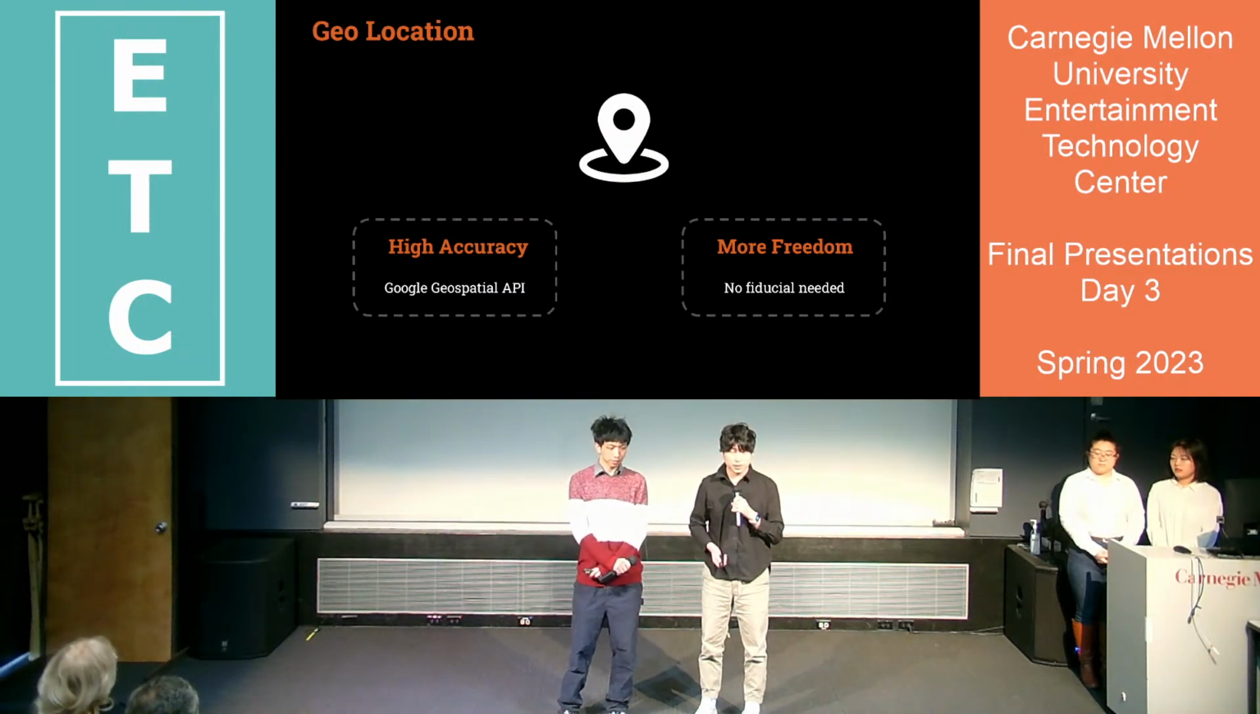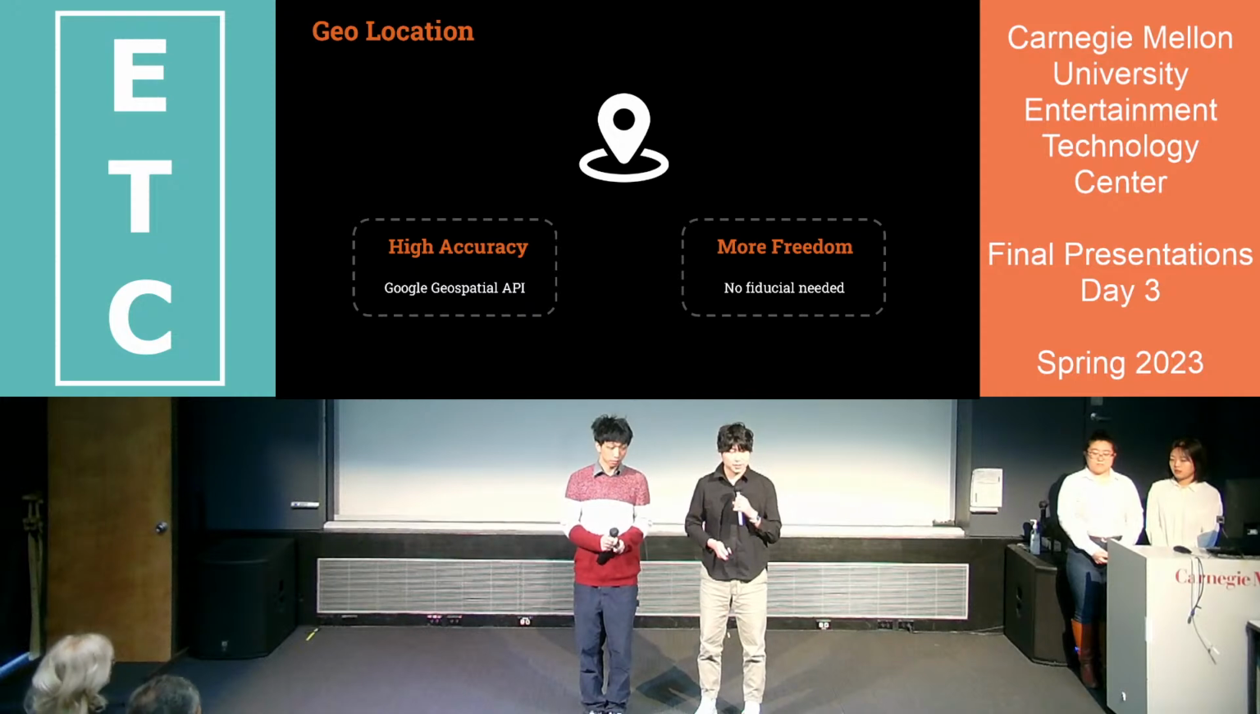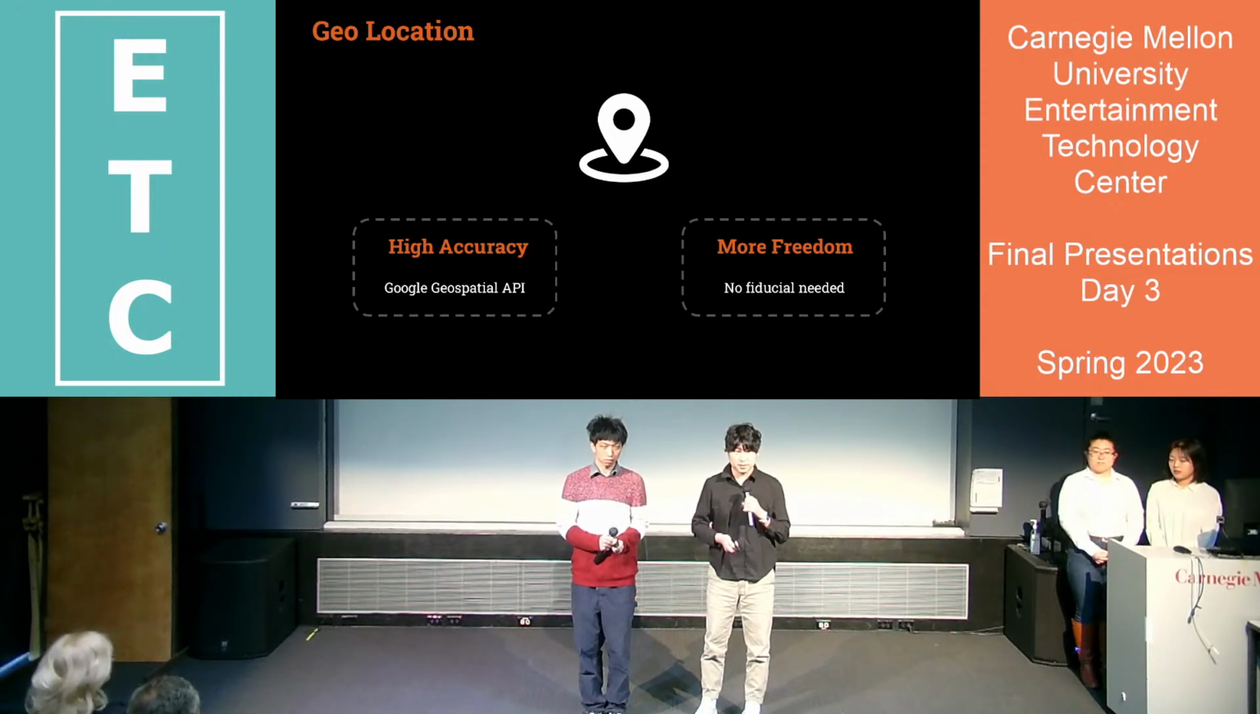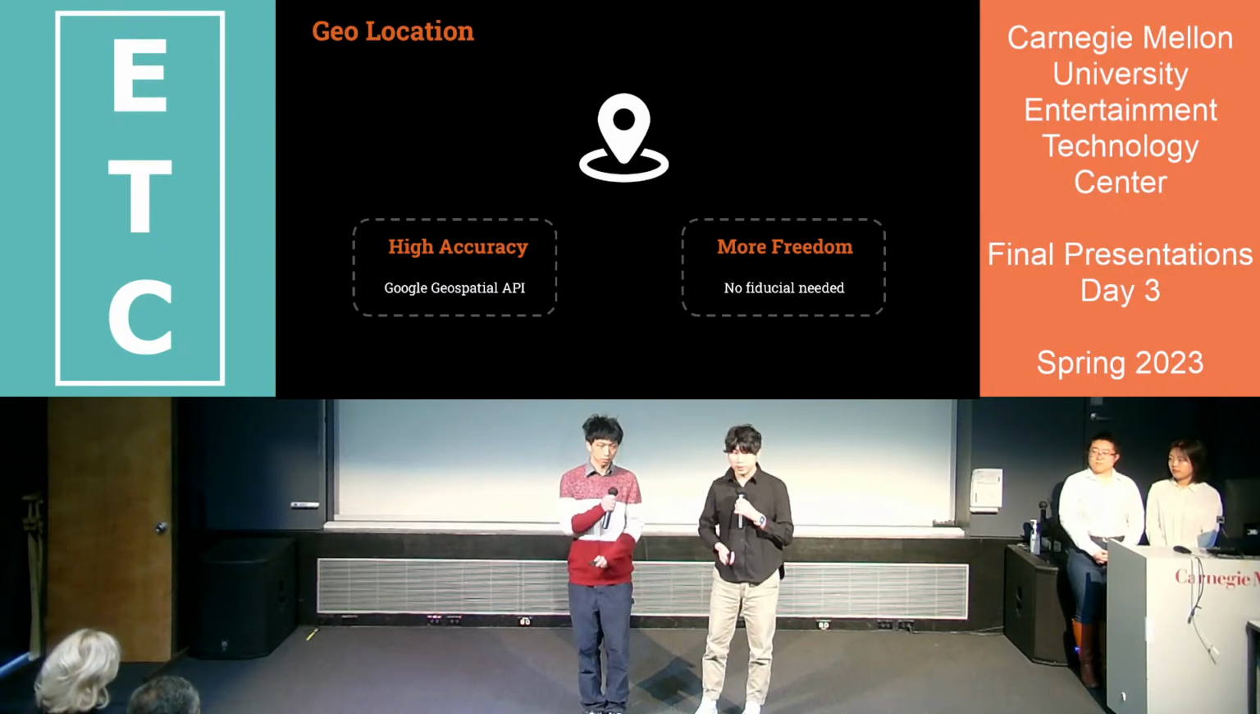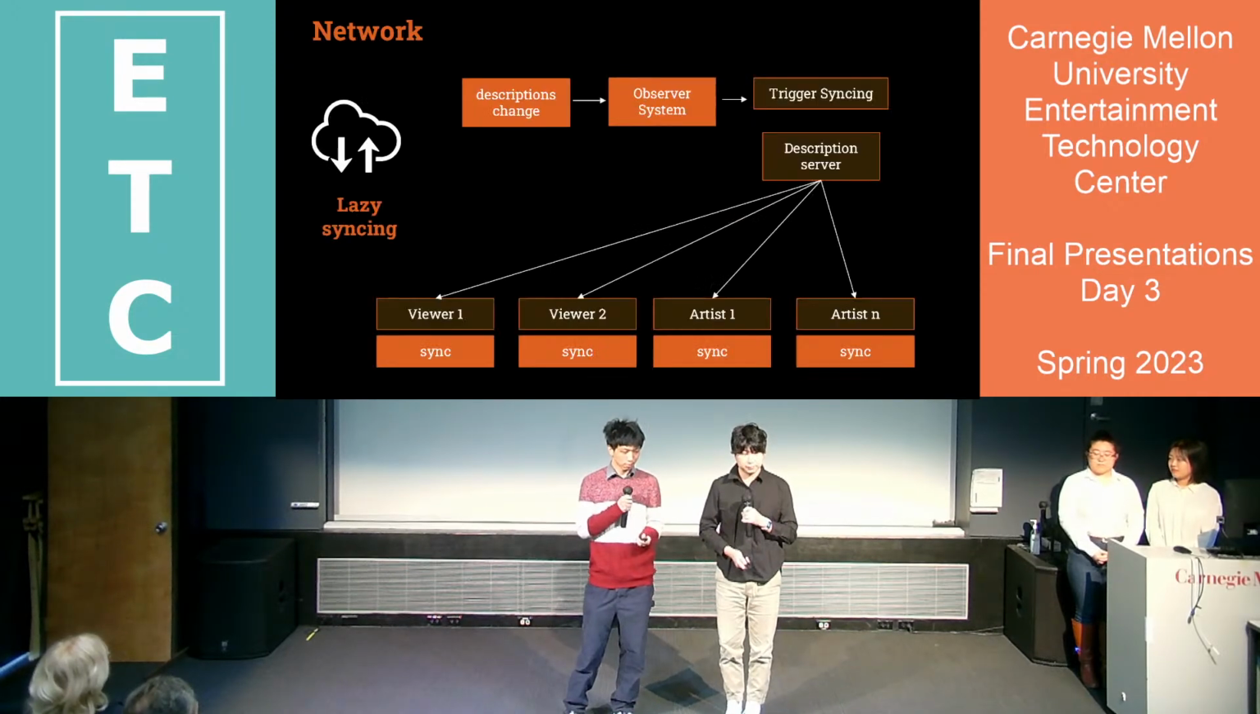So here's our geolocation system. It is used to track where you are and where the artworks are. It has high accuracy, as I mentioned, and it has more freedom because no fiducials are needed, so we don't make changes to the environment. This will empower creativity for both artists and viewers. Next, Jiayu will introduce the rest of the systems.